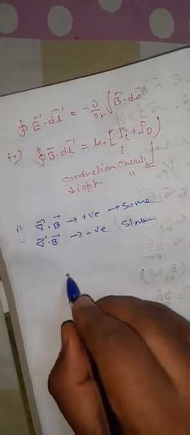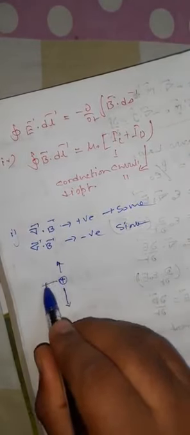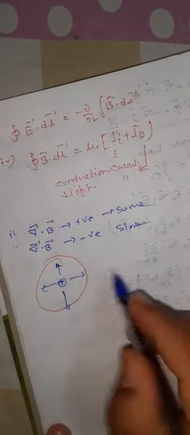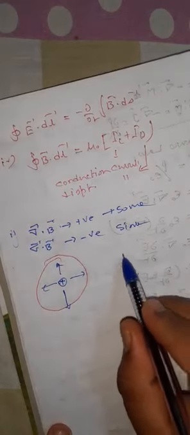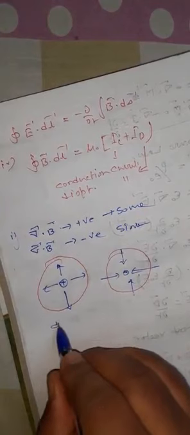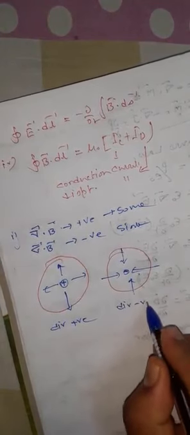Okay. Let us take one simple example. I have a positive charge here. So the electric field lines will be moving out of this. Now I can consider a surface. Let us say this red one is my surface, and I am measuring the divergence here. If I take a negative charge at the center, then electric field lines will come into that surface. So here divergence is positive, here divergence is negative.